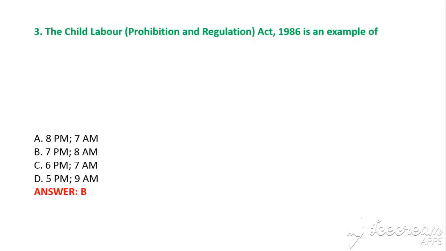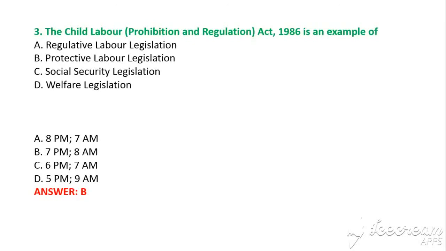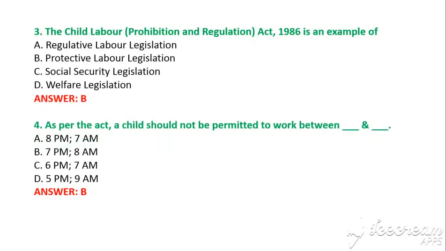Third question is, the Labor Prohibition and Regulation Act 1986 is an example of which type of legislation? There are four options given. First is regulative labor legislation, protective labor legislation, social security legislation, welfare legislation. So all are similarly suitable, but the exact, very apt answer is protective labor legislation. So the child is protected. So the Child Labor Prohibition and Regulation Act 1986 comes under protective labor legislation. The answer is B.